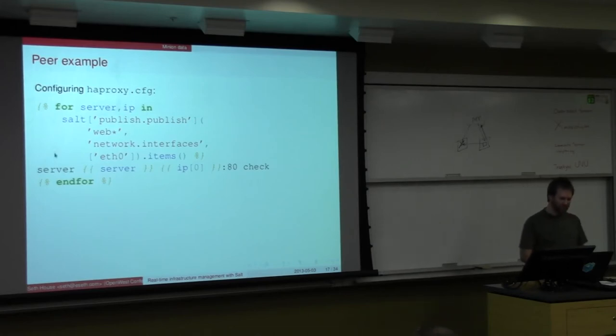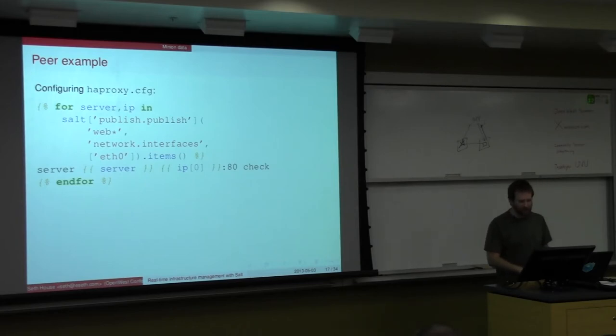So what that lets us do is in this for loop, it lets us output this line here, appropriate for HA proxy: server, and then the server name, the IP address of the server, and then we're hard coding port 80 and specifying that HA proxy should health check it. So every time you run state.highstate, or every time you run whatever state this block of code is in, it grabs that list of currently available web servers.